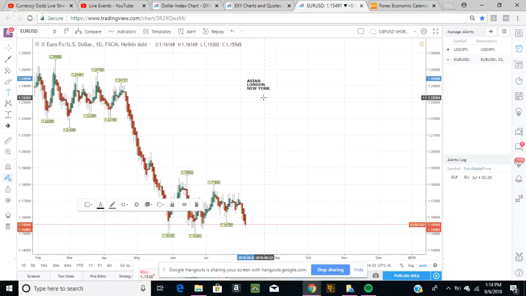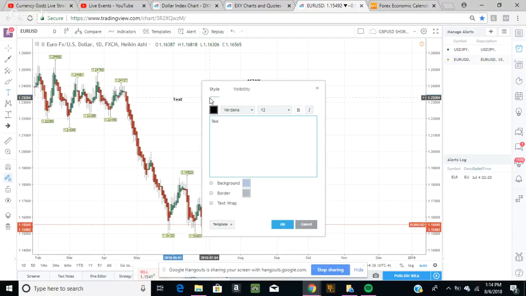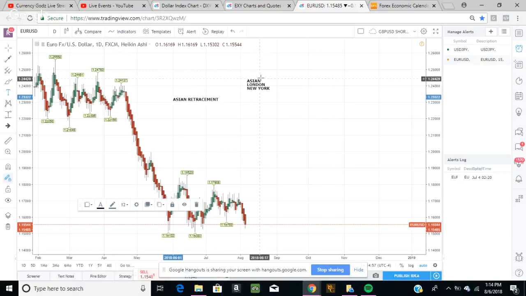Now, there's something really, really cool that happens during each one of these sessions. Okay. Now, during the Asian session, market retraces. Okay. So this is a retracement session. So let's say the market was going up during London, or the market was going up during New York. Once the Asian session hits, it's going to start going down. So that's what a retracement basically means.